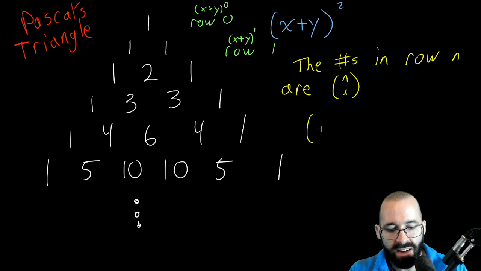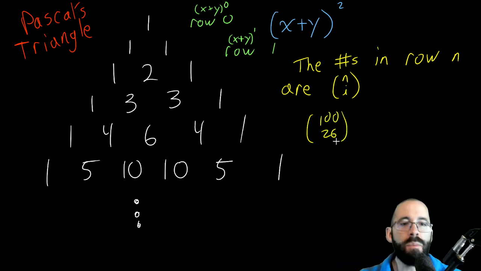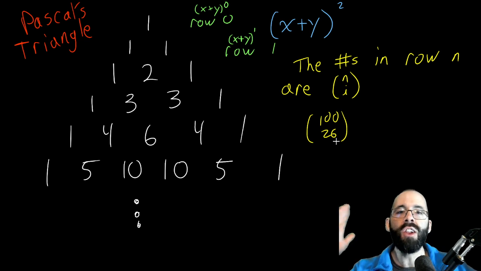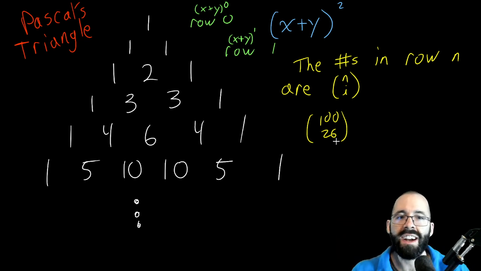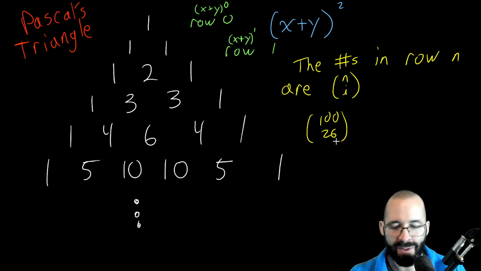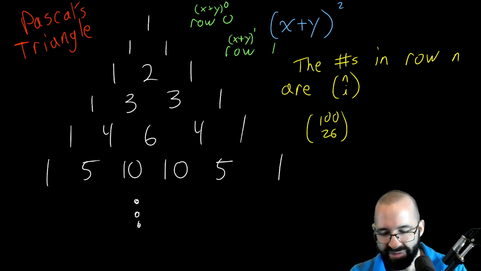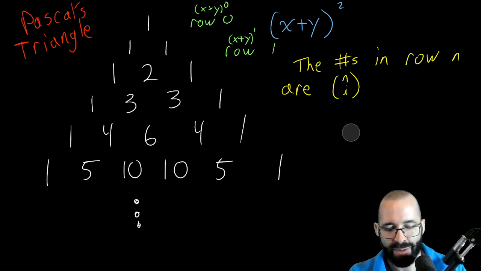You want to find what 100 choose 26 is? Just make Pascal's triangle and look at the 100th row. It's that easy. Might take a while, but you can do it. All right, but that's pretty cool.